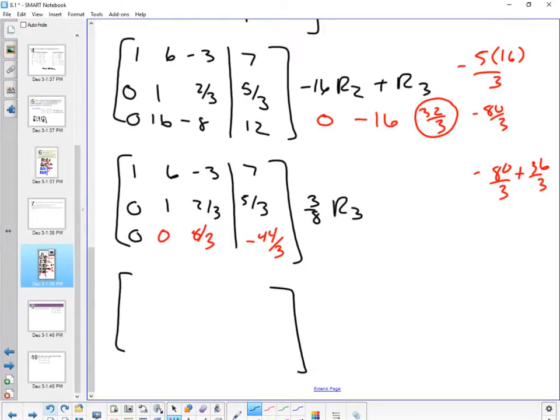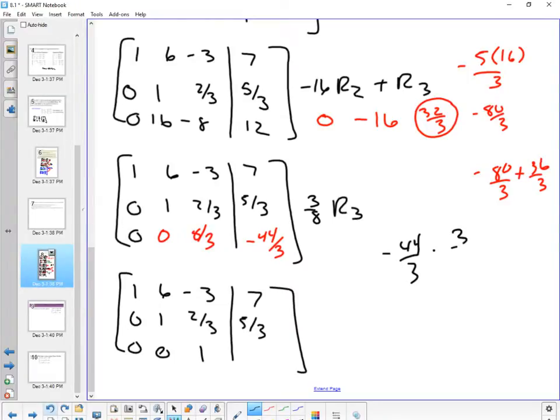So, does row 1 change? No. Does row 2 change? No. Now row 3 does change, right? So 0 times that is 0. 0 times that is 0. This time its reciprocal is 1. And in this case, negative 44/3 times 3/8, the 3's will cancel, right? And you're going to get negative 22/4, which is negative 11/2. Negative 11/2. That is ridiculous. Okay? So unnecessary. Yeah, it is a negative.